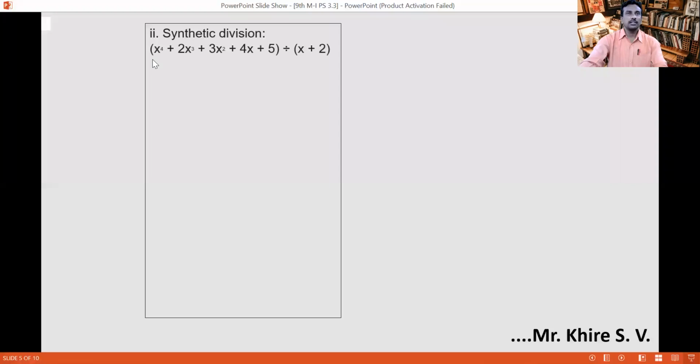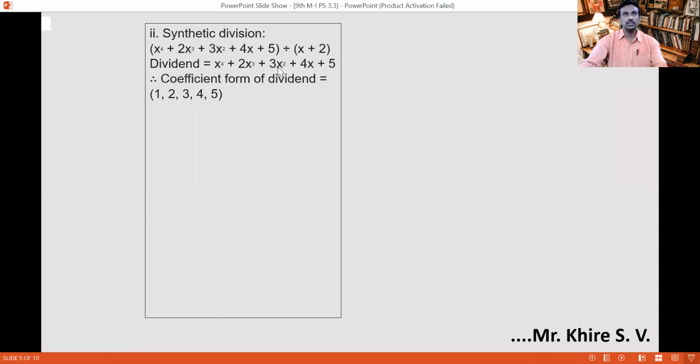Solve the second example: x raised to 4 plus 2x cube plus 3x square plus 4x plus 5 divided by x plus 2. Now the dividend is x raised to 4 plus 2x cube plus 3x square plus 4x plus 5. Now the coefficient form of the dividend is to write only the coefficients of each and every term. Here the coefficient of x raised to 4 is 1, x cube is 2, x square is 3, x is 4, and the last term is 5. 1, 2, 3, 4 and 5. This is the coefficient form. Now the divisor is x plus 2.